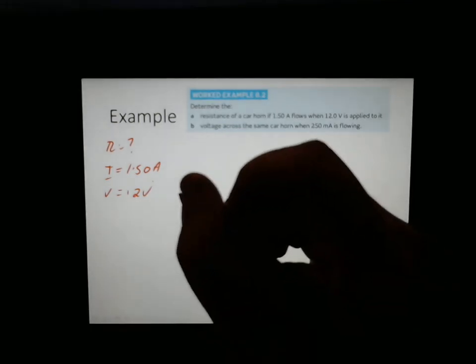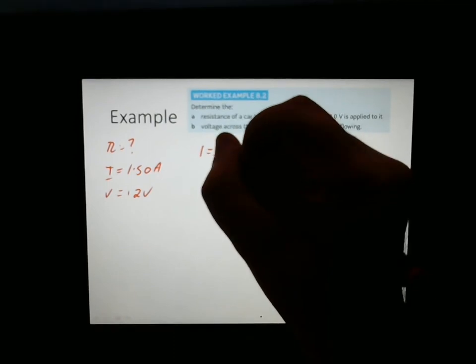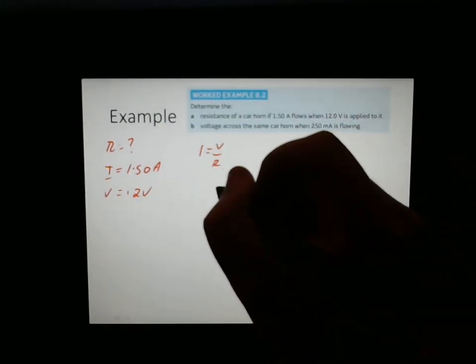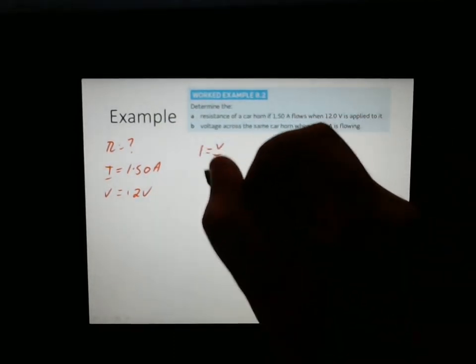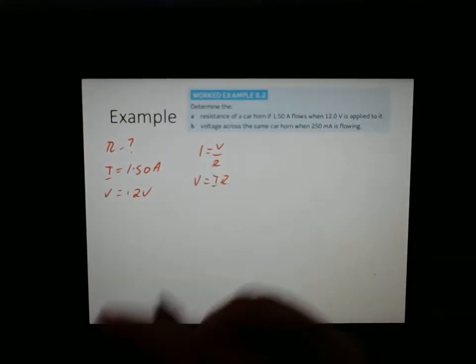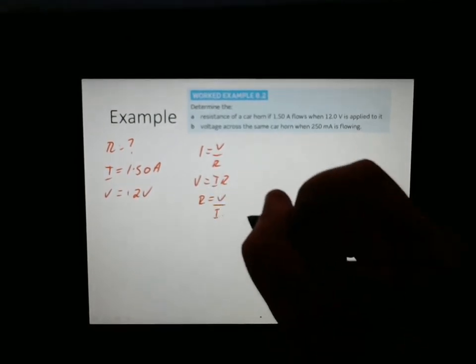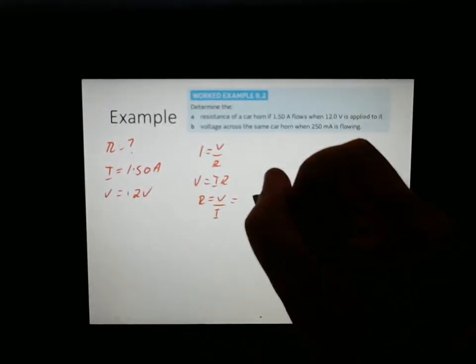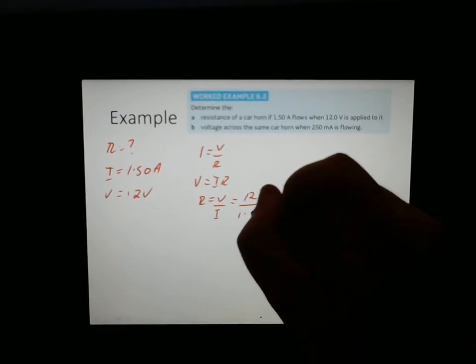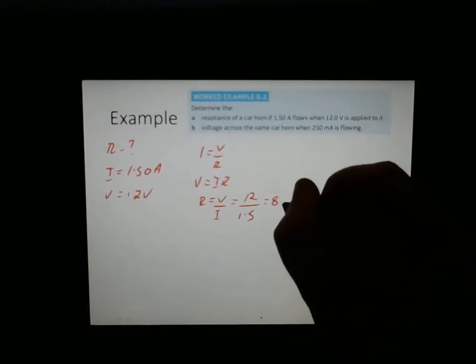Regardless of which one you start with, let's go with I equals V over R. We can substitute those in and rearrange. R would be multiplied over, V equals IR, and then I would be divided back. R equals V over I. So R would equal 12 divided by 1.5, which should be equal to 8 ohms.